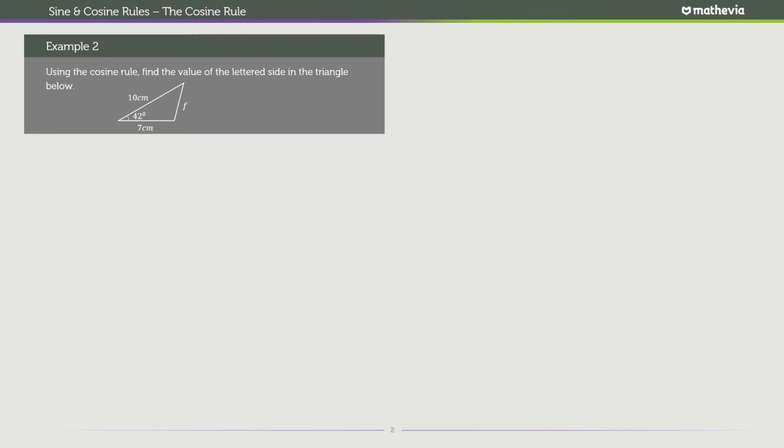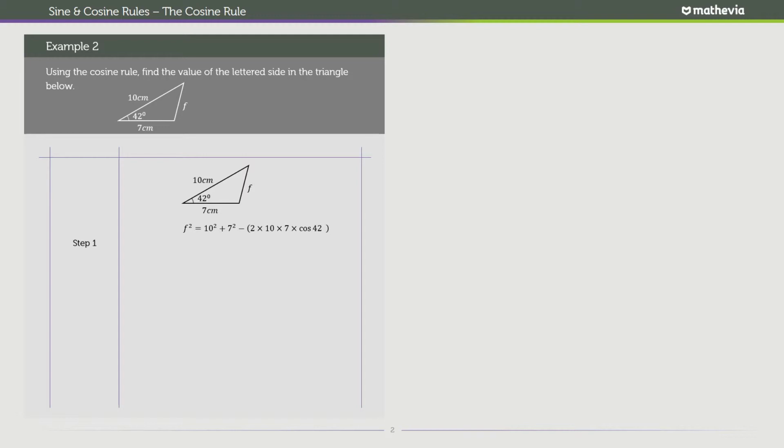In this case we have 10 and 7 and the angle 42 degrees between them, and we're looking to find the third side, which is opposite our angle. So when we have a situation like this, we're just going to go ahead and apply the cosine rule. We have that f squared would equal the square of 10 plus the square of 7 minus 2 times the product of 10 cos 42.